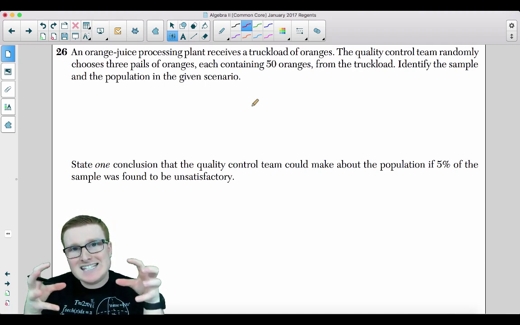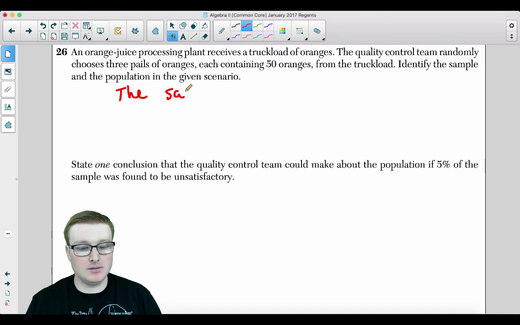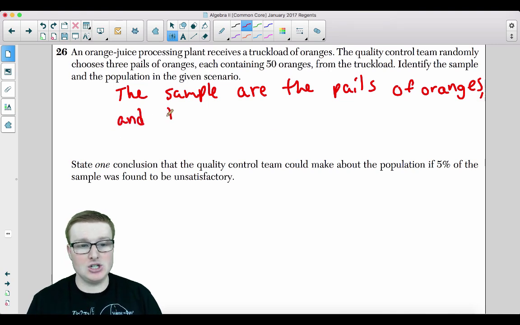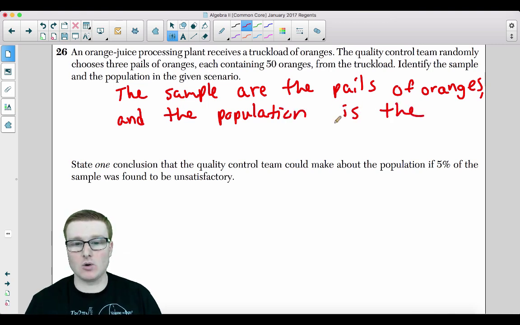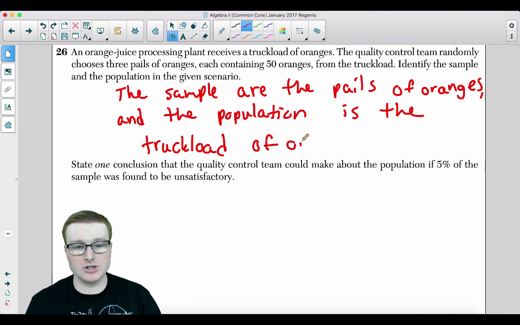So the sample is the little group, the population is everyone. The sample are the pails of oranges. That's the little group, that's 150 oranges. And the population, which is everyone, is the truckload of oranges. Who knows how many oranges are in there, but the truckload of oranges.